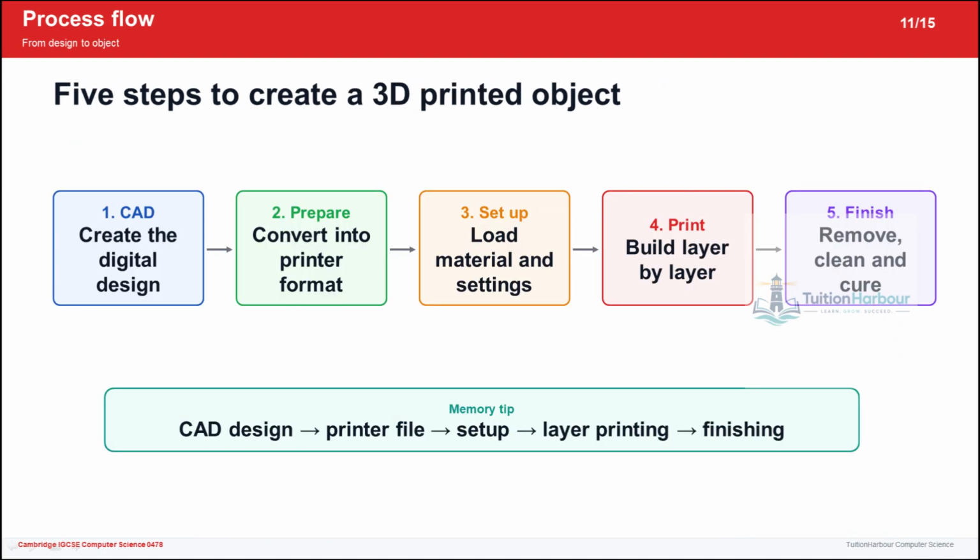Complete process flow. Remember the 5 main stages. Create the CAD design. Prepare the printer file. Set up the printer. Build the object layer by layer. Finally, remove, clean, and finish the object.